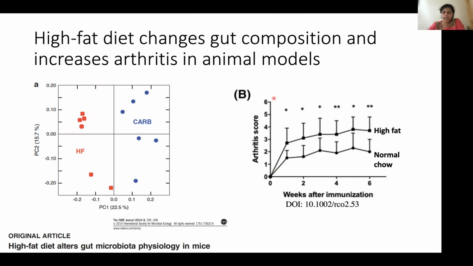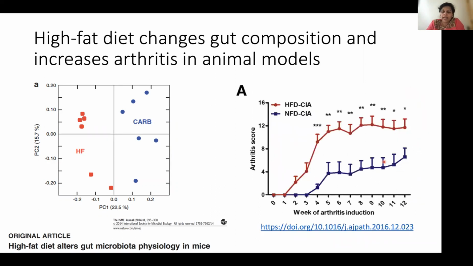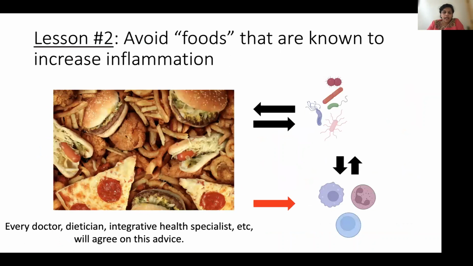And then this is another study in mice, and I'm going to show you 3 examples of this because this is a trend that we're seeing, right? That high-fat diet increases arthritis in mice relative to a normal mouse diet, one that is high in plants. That was one study. This is another study showing that a high-fat diet causes more arthritis, increase in joint circumference, the joint size, the joint swelling, as compared to a regular diet. And here's one more example of that: high-fat diet causes increase in arthritis score in these mouse models.